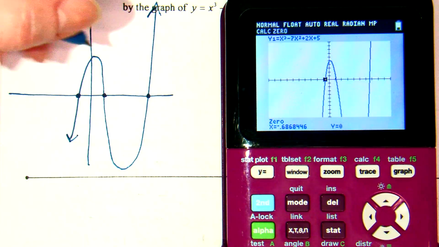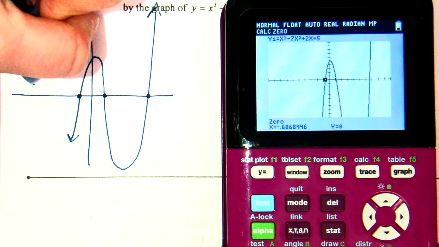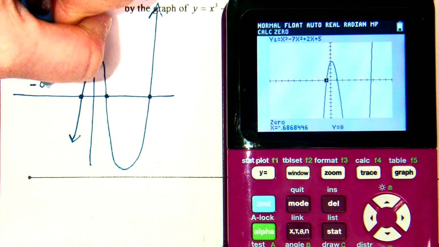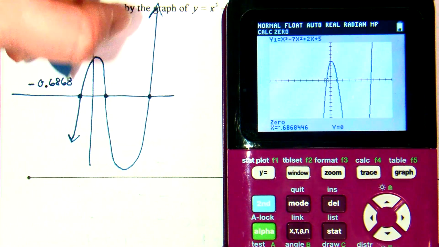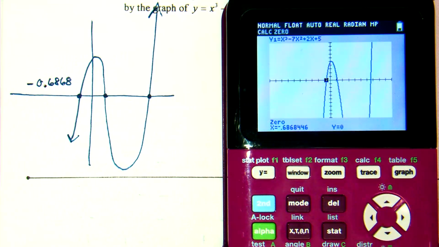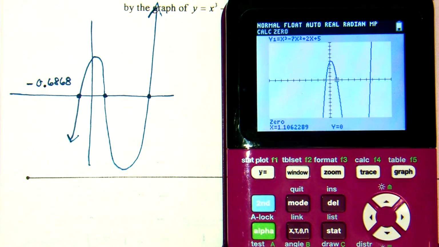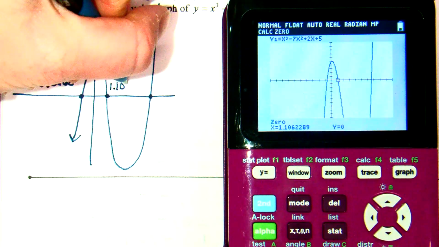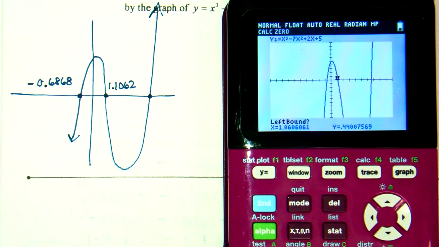Second calc 0. Are you guys doing this with me or am I doing this by myself? Okay. 1.1062. Oh man, that guy goes way down there. 6.5806. And thus, this problem is impossible to do without a calculator.